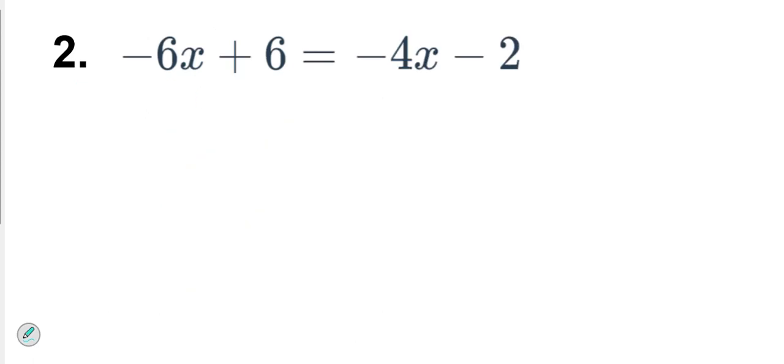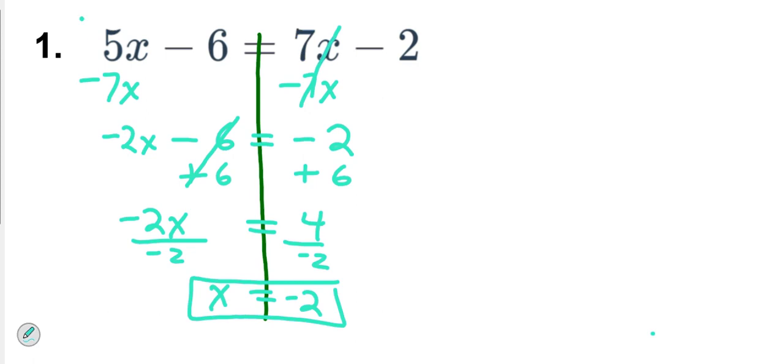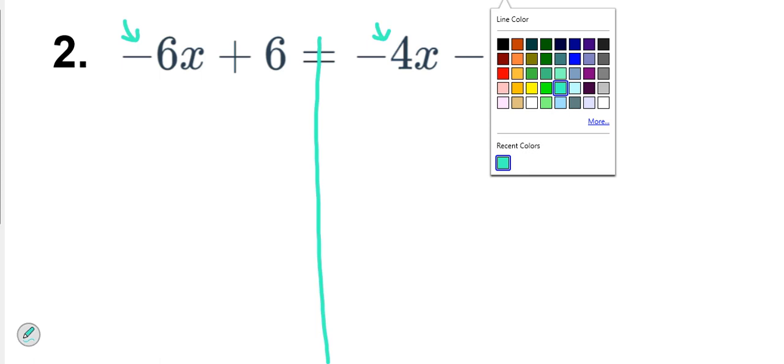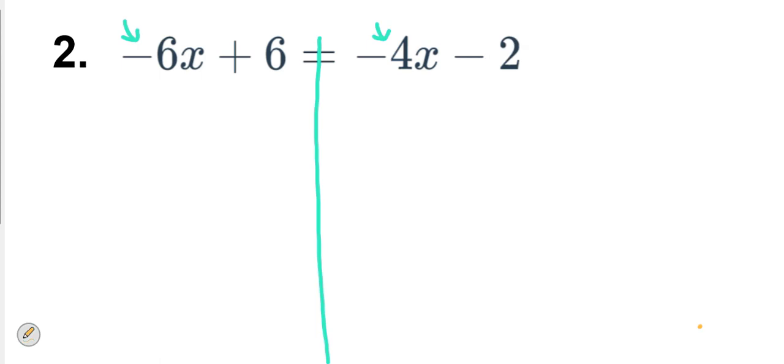All right, let's do one more of these, especially because if we look at this, our 5x was positive, our 7x was positive. Let's see what it looks like when our two x's are negative. So negative 6x and negative 4x. Once again, we're always going to do the opposite, right? Let's do orange. We're always going to do the opposite. If I have negative 4x, I'm going to be adding 4x. That gets rid of it, but whatever I do to one side, I better do to the other side.